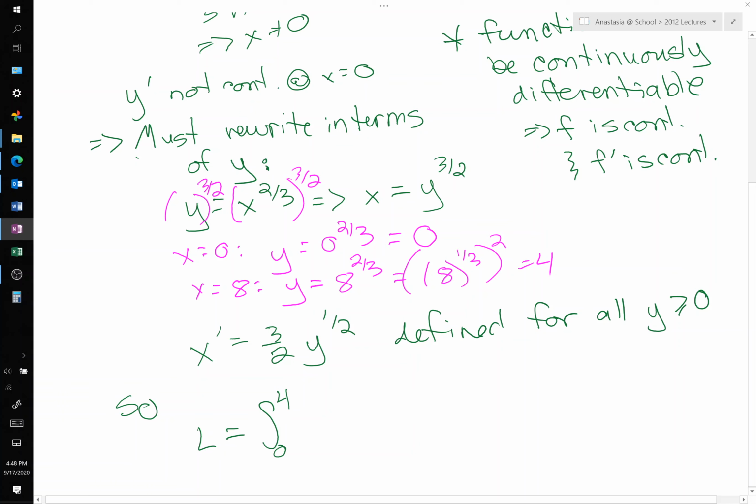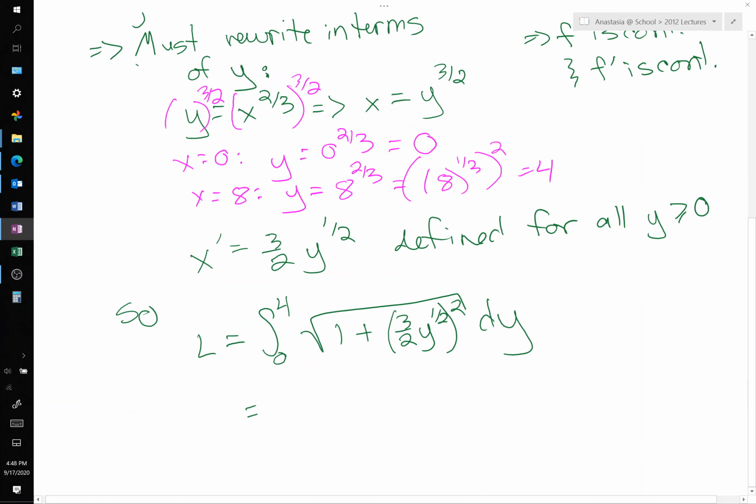So, integral from 0 to 4 of the square root of 1 plus our derivative, which is 3 halves y to the 1/2, all squared dy, and we need to integrate this. So let's first off simplify and then see if we can figure out how to integrate. So 3 halves y to the 1/2, all squared, is going to give us a 9/4 y dy.